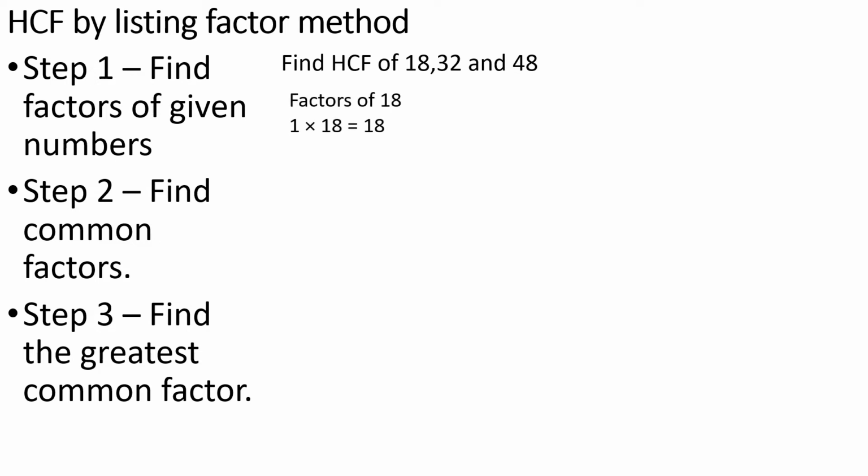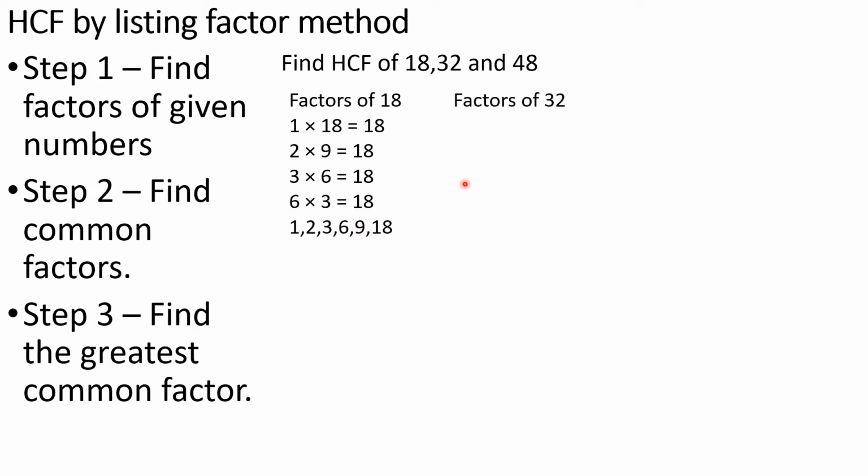1 18s are 18. Then after this, 2 9s are 18. Then it is divisible by 3 also. Yes, 3 6s are 18. Then 6 3s are 18. Now 3 6s and 6 3s, 3 and 6 are repeating here. That's why we will stop it and we will arrange these factors: 1, 2, 3, 6, 9, 18. So these are the factors of 18.